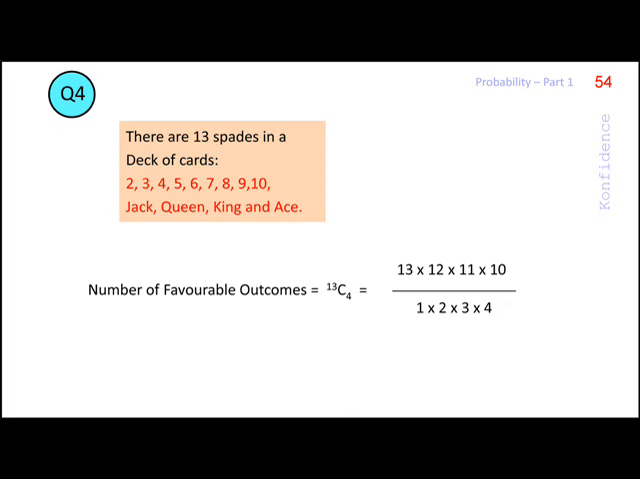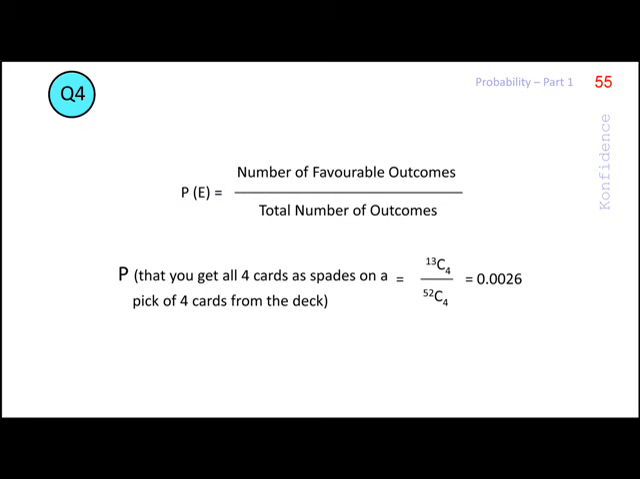So, the number of favorable outcomes in this case will be 13C4. So, the probability that we are looking for will be number of favorable outcomes divided by total number of outcomes, which in this case will be 13C4 divided by 52C4, whose value is 0.0026.